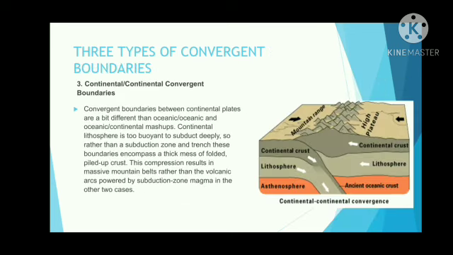So we have also continental convergent boundaries. Convergent boundaries between continental plates are a bit different than oceanic and oceanic-continental mashups. Continental lithosphere is too buoyant to subduct deeply, so rather than a subduction zone in a trench, these boundaries encompass a thick mess of folded, piled-up crust. This compression results in massive mountain belts rather than the volcanic arcs powered by subduction zone magma in the other two cases.